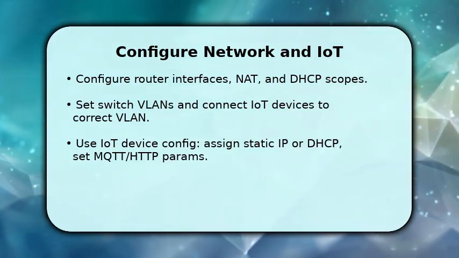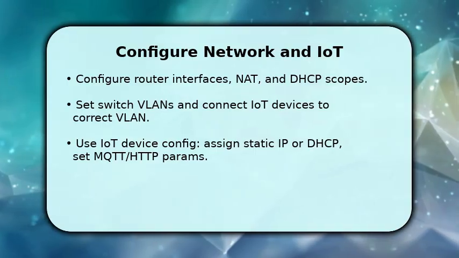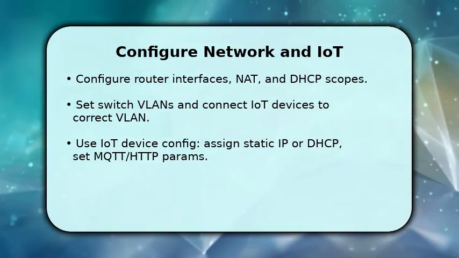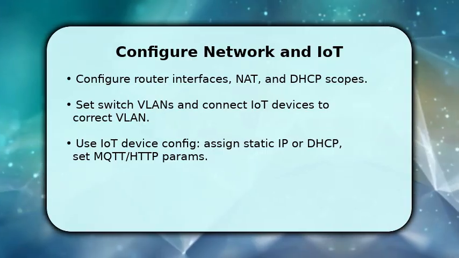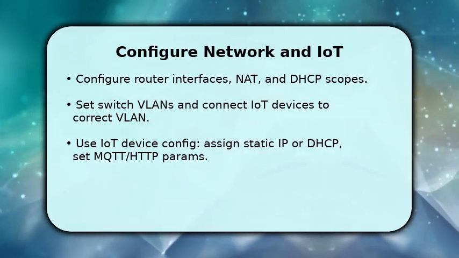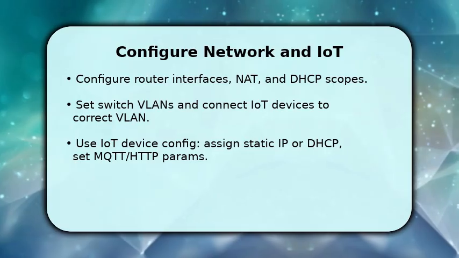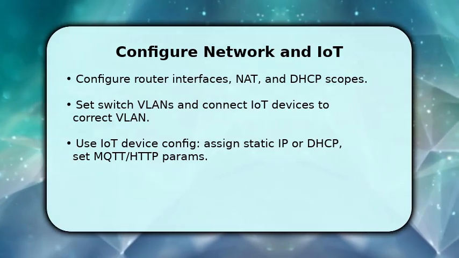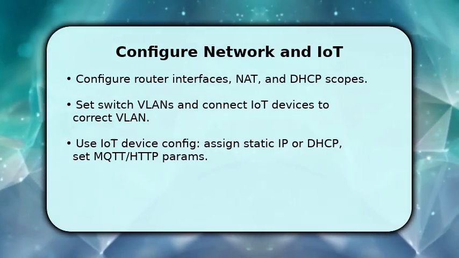Next, open each IoT device's configuration. Choose DHCP or assign a static IP, add DNS and gateway, and configure the application layer settings such as MQTT broker address or HTTP. You finish by validating end-to-end communication.